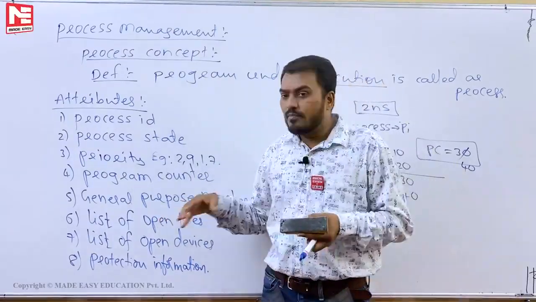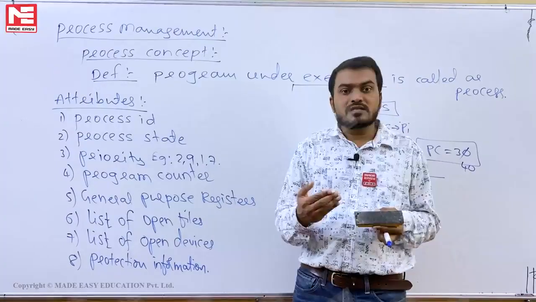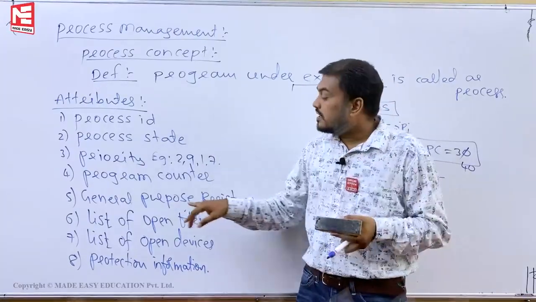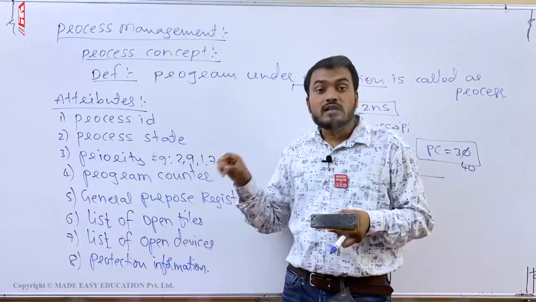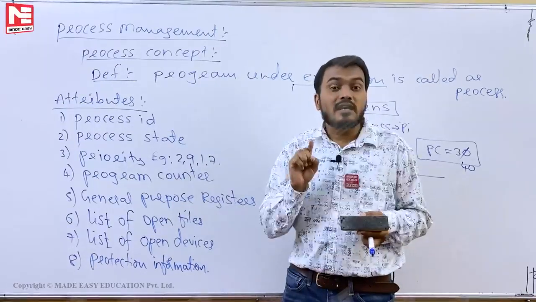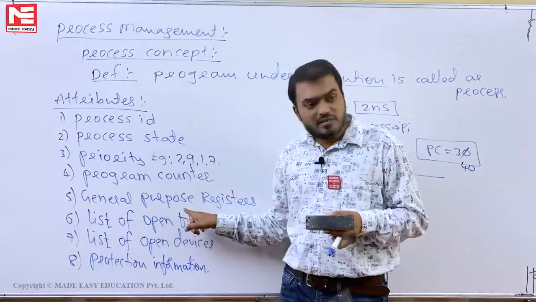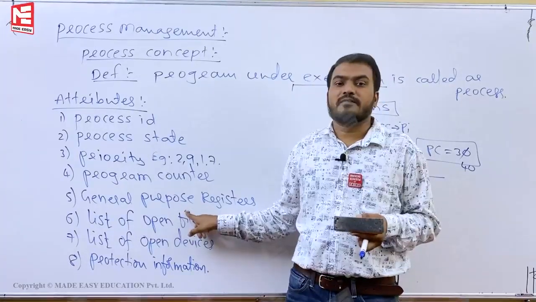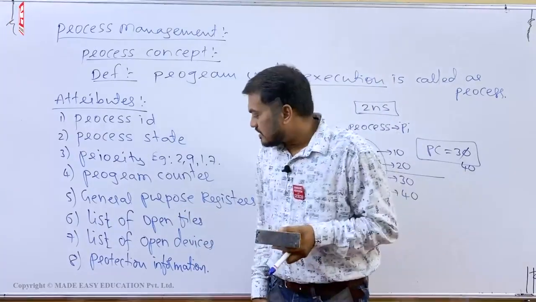In order to execute any process, it requires some registers. What are the registers currently used by the process? That is maintained in the general purpose registers attribute. Is that clear? Right. So next is what?